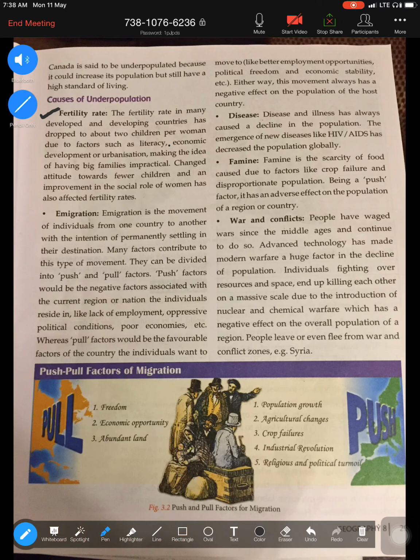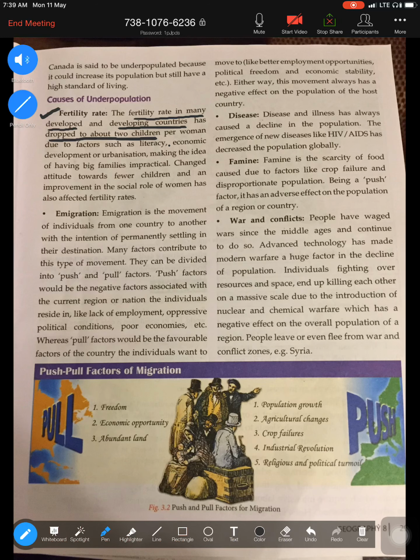Fertility meaning your birth rate. So how does birth rate affect? Now what is happening? The fertility rate in many developed nations and developing countries has dropped to about 2 children. Now people are more conscious, people are more aware about the consequence of having more members in the family. So what is happening? They're being more alert. So they start dropping the idea of having a large family.